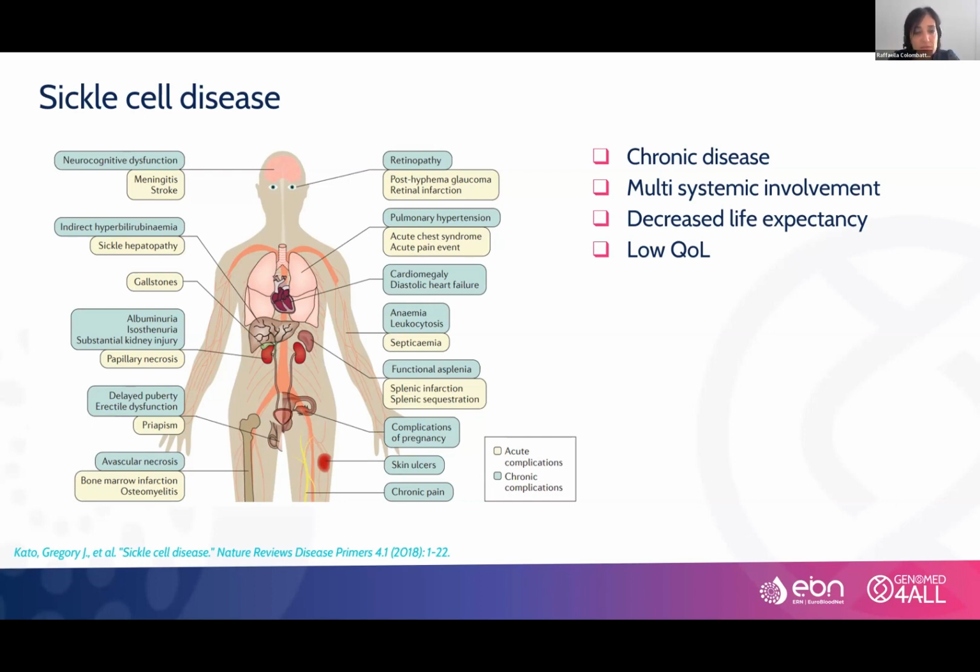What is difficult to understand is that in spite of a single genetic mutation, the phenotype, so the manifestations, can be very different. We still don't know why one patient develops some of them, why another one develops all of them, and why patients develop manifestations differently.